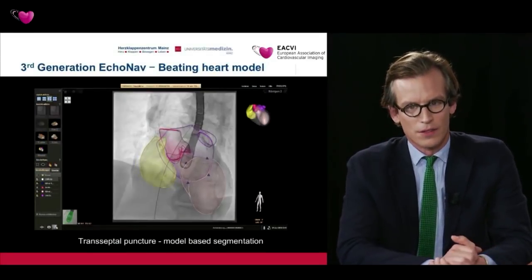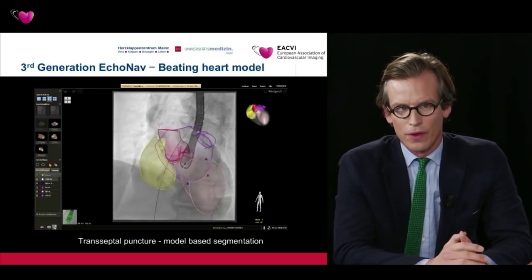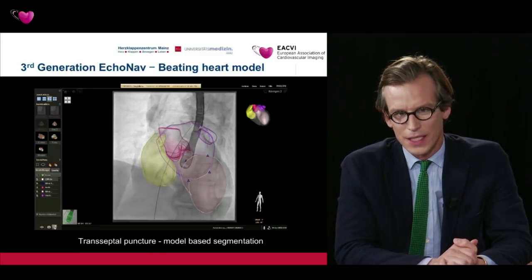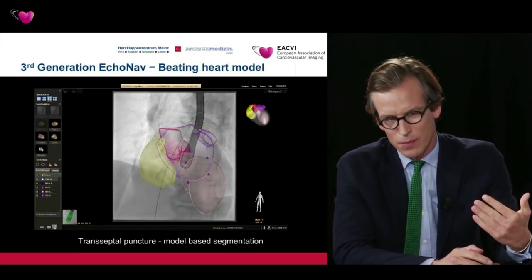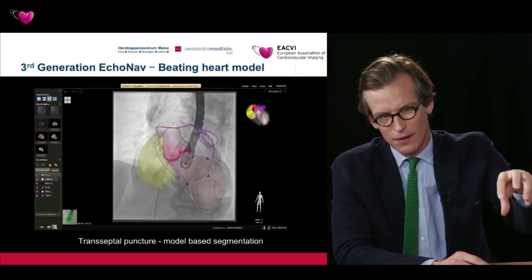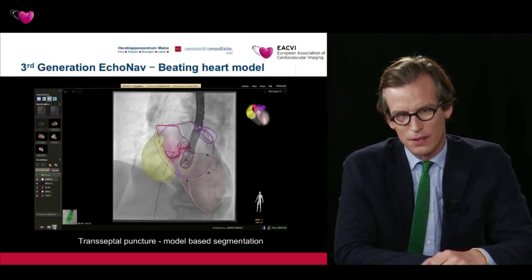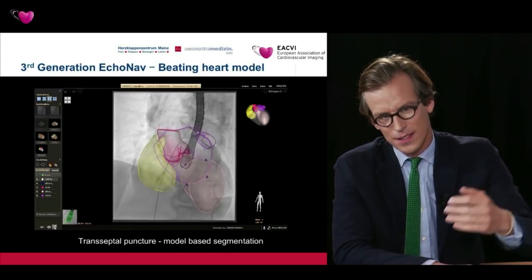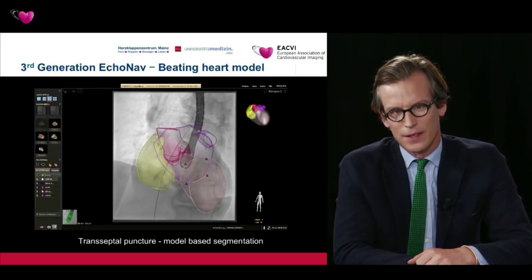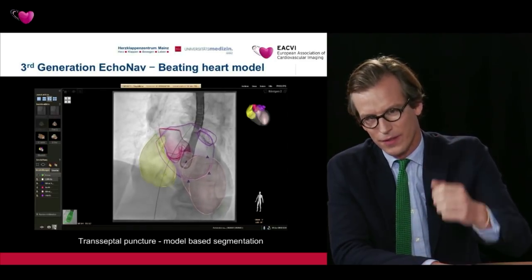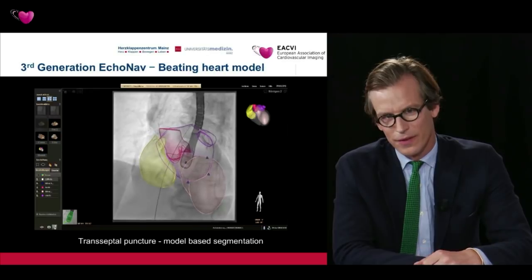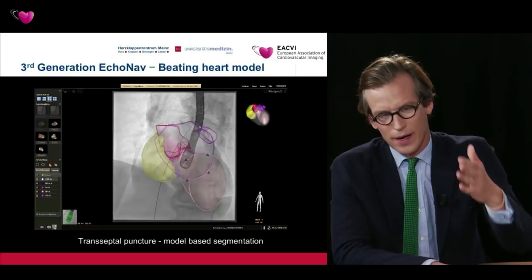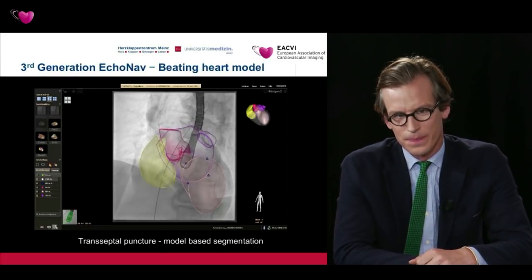And to be more illustrative, I show you what the third generation of the Echo Navigator is capable of. And what you're seeing here is a segmentation model of the individual heart of this very patient. It was taken a 3D volume, it was then rendered and segmented and now displayed in the right projection. And you see the left atrium in purple, you see the left ventricle in rosé, the right atrium in yellow, and you see a wire crossing the interatrial septum.